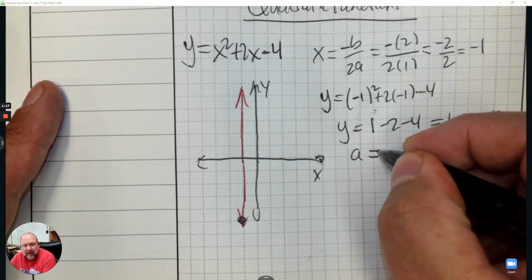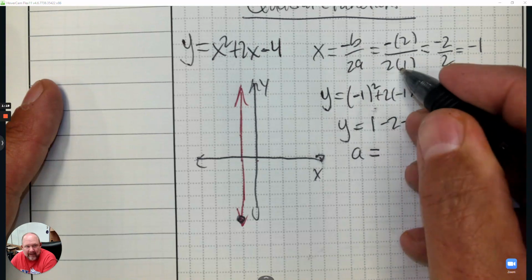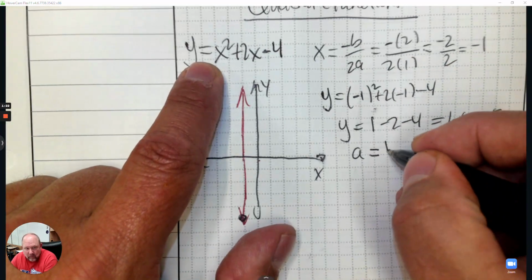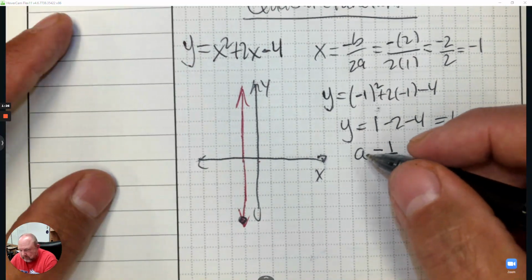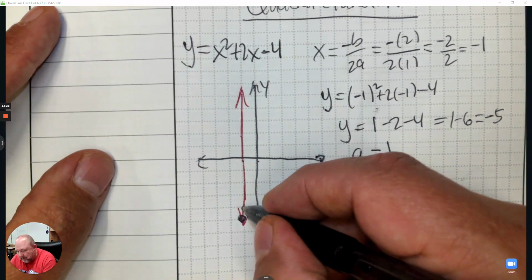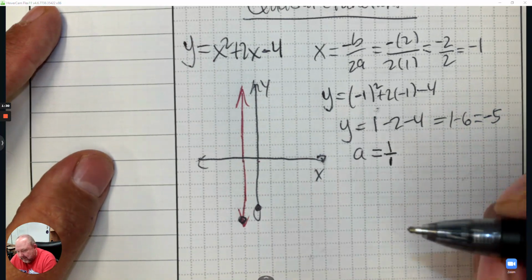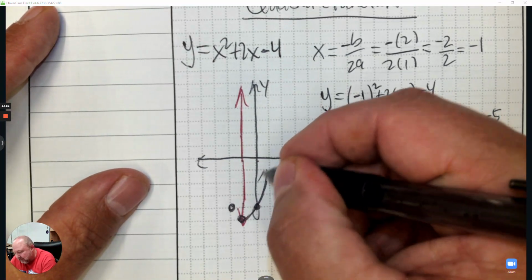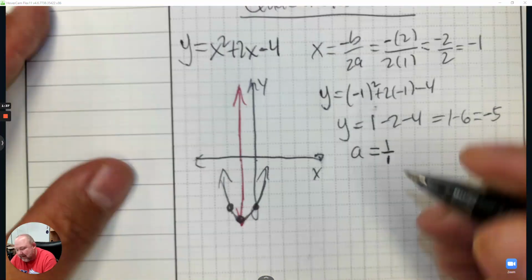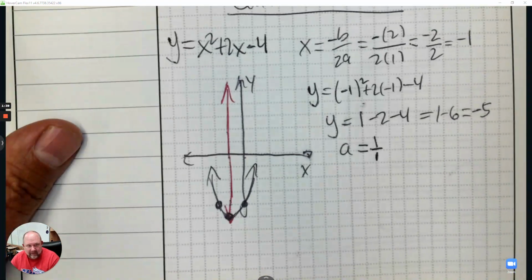Last, we go back to what a equals. Remember, a is the number in front, and it's 1, and you always give it the denominator 1, like slope, though it's not quite the same. And we're going to count up 1 and over 1, and we're going to count up 1 and to the left 1. And then with those points, I'm going to draw my curved parabola that kind of looks like a U, not like a V.